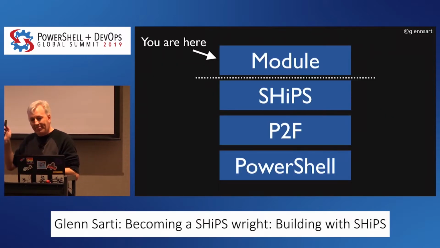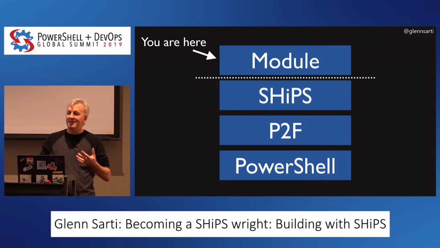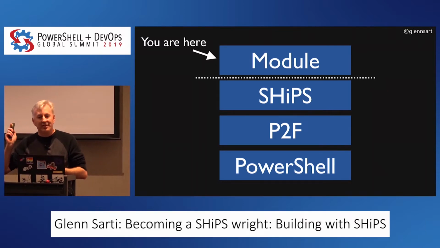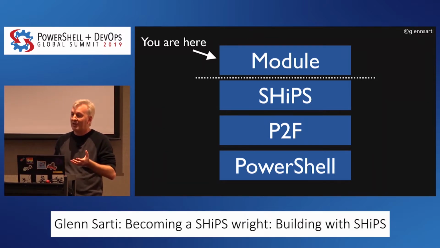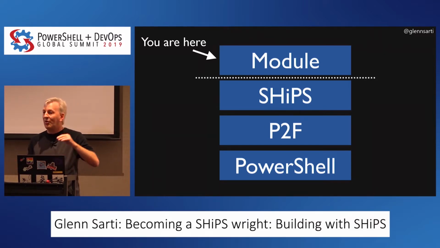Why is that important? The history sets the scene for how SHiPS actually works and how you write modules for it. What you see here is the architecture of SHiPS. You, the module author, write PowerShell classes, which SHiPS then uses to interact with P2F, which interacts with PowerShell. All of the complexity below that dotted line is abstracted away from you by SHiPS. You don't have to worry about it.